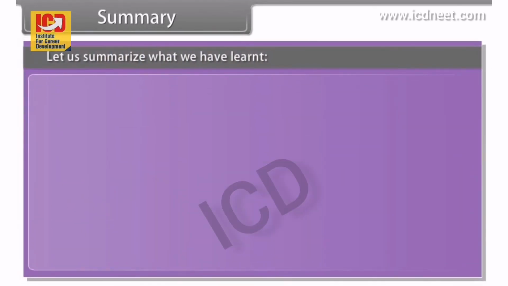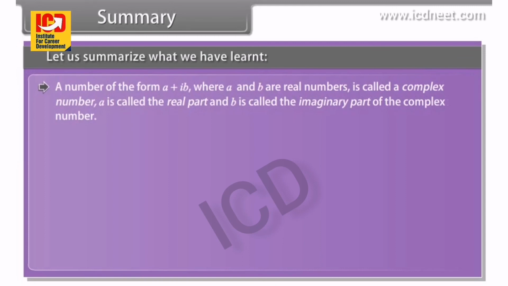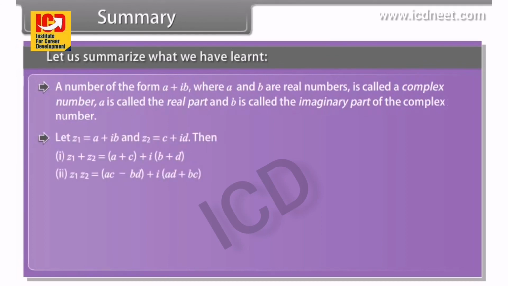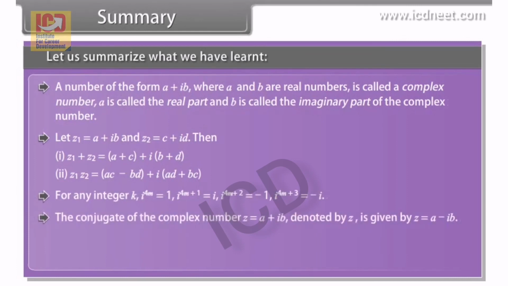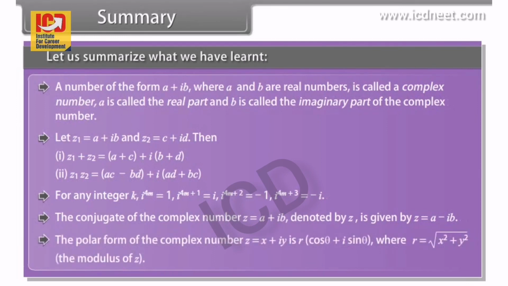Summary. Let us summarize what we have learned. A number of the form a plus b iota, where a and b are real numbers, is called a complex number. A is called the real part and b is called the imaginary part of the complex number. The conjugate of the complex number z is denoted by z bar. The polar form of the complex number is z equal to r into cos theta plus iota sin theta.